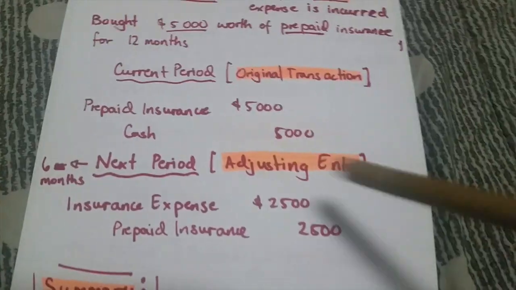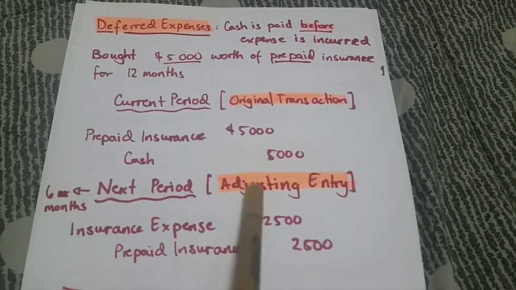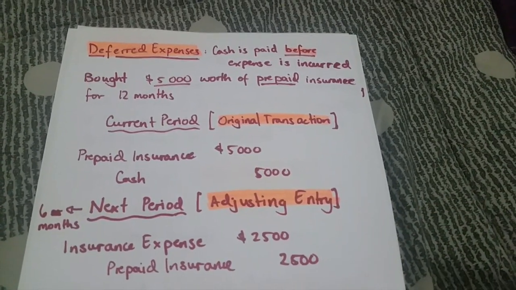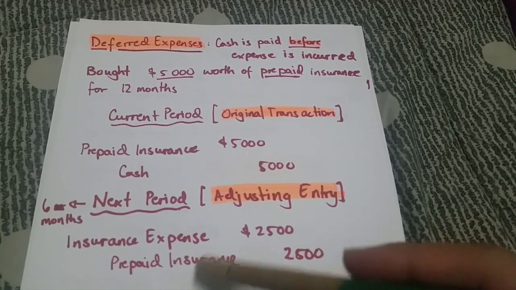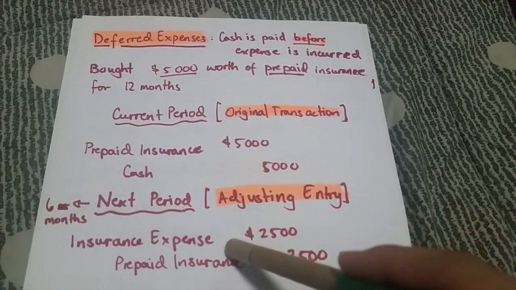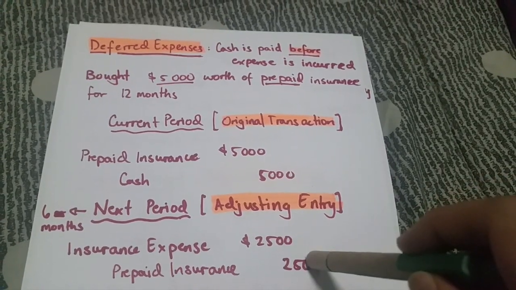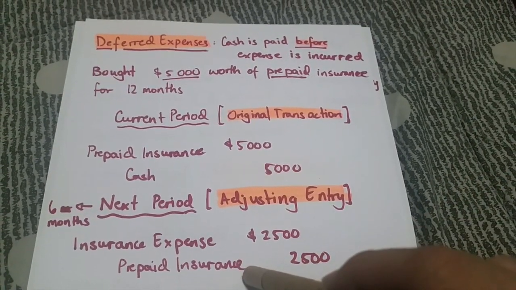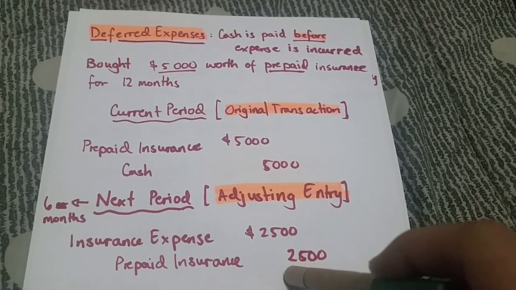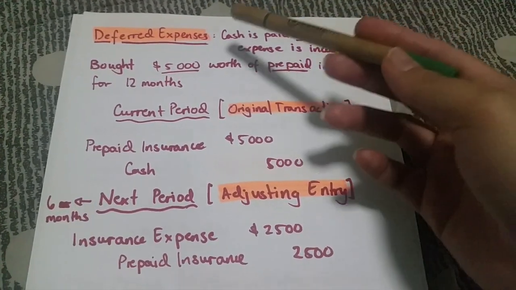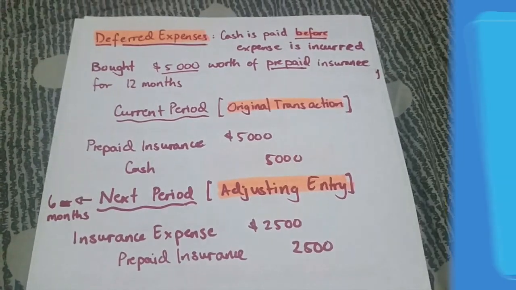The next period, if 6 months were to pass, I would require an adjusting entry. In this case, there's only 6 months worth of insurance left. Thus, we have to reflect this by opening an expense account. This expense account would be debited by $2,500 and prepaid insurance would be credited by $2,500 to reflect its loss of worth. Hence, the matching principle is reflected using deferred expenses.